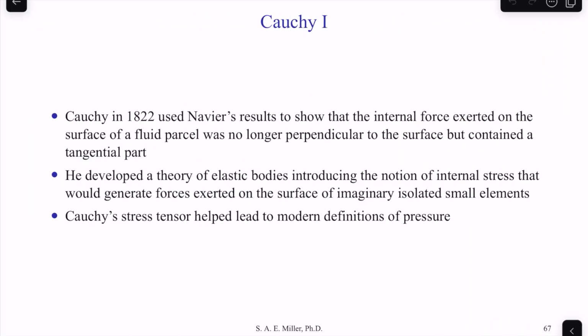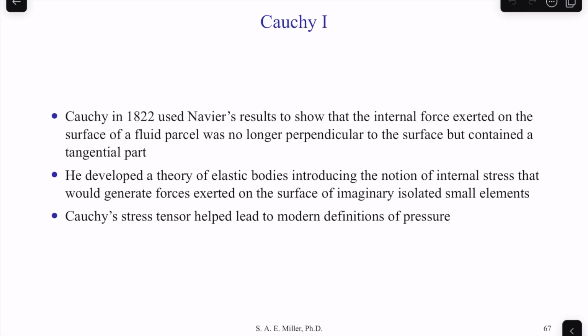A number of people tried to extend and work along with Navier. One notable figure, who maybe should have his name attached to the equations, is Cauchy. And in 1822, the same year as Navier's work, he used his results to show that the internal force exerted on the surface of a fluid parcel was no longer perpendicular to the surface but contained a tangential component or part. So if you recall in the fluid parcel, we're talking about the tangential terms.